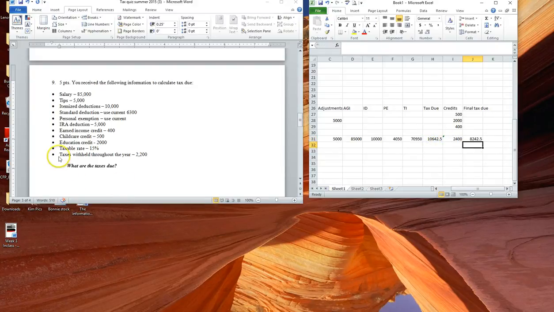8,242. But guess what? We've already paid taxes withheld throughout the year, $2,200. So let's subtract another $2,200 because we've already sent that money. Our employer has already sent that money to the federal government. So now we're going to take the 8,242 and we're going to subtract off 2,200, and the answer is $6,042. So I'm going to go over here, $6,042. I don't care about the cents. I don't ever care about the cents. So you can round all these problems if you want.